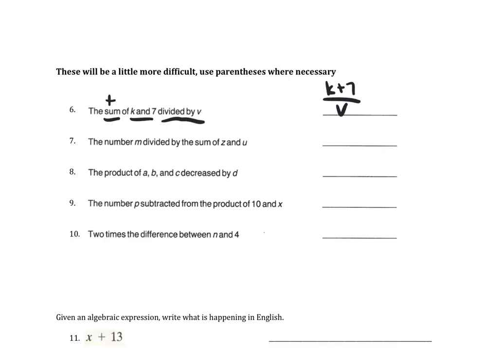So you're going to take the number m divided by the sum of z and u. So you've got divided by, okay, so you're talking about division, the sum of this. Okay, so sum is going to be addition. So you're going to take m, and that's going to be divided by that whole sum. Let me rewrite that, give myself a little more room. So I'm going to take m, m divided by z plus u.